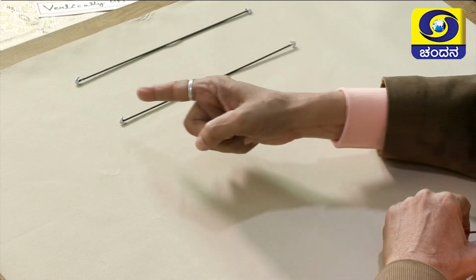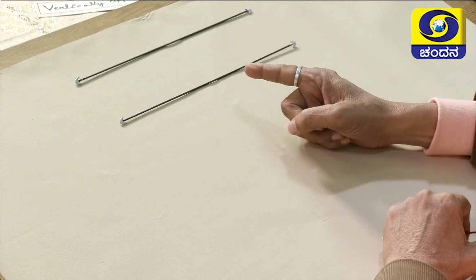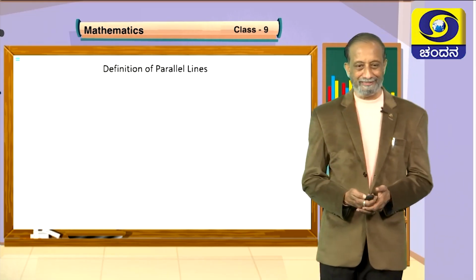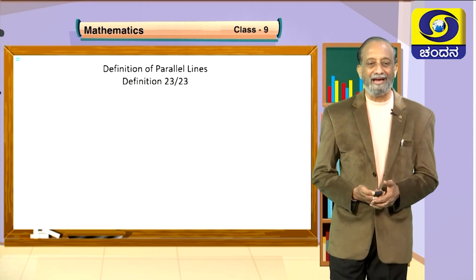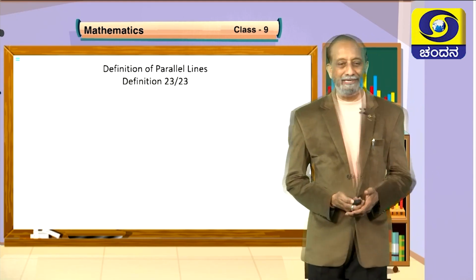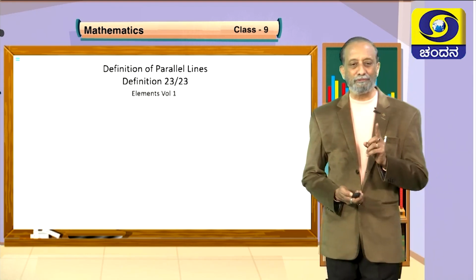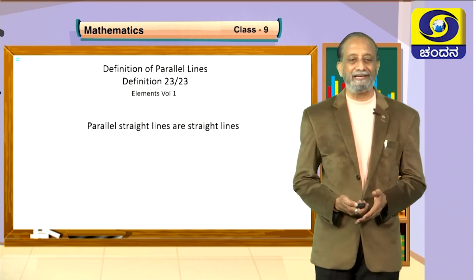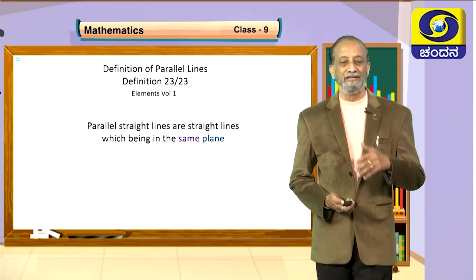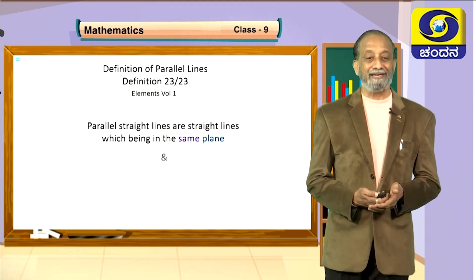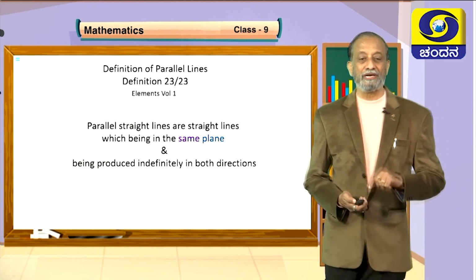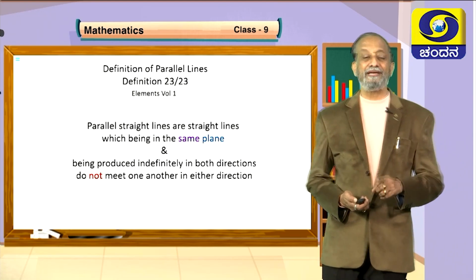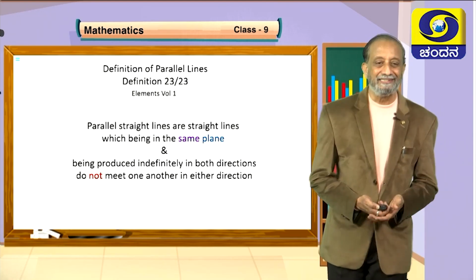Here are 2 straight lines which are parallel. So, let us try to define what parallel lines are now. Definition of parallel lines. This is found as definition number 23 in Elements volume number 1, as the last definition, and it states that parallel straight lines are straight lines which, being in the same plane and being produced indefinitely in both directions, do not meet one another in either direction.